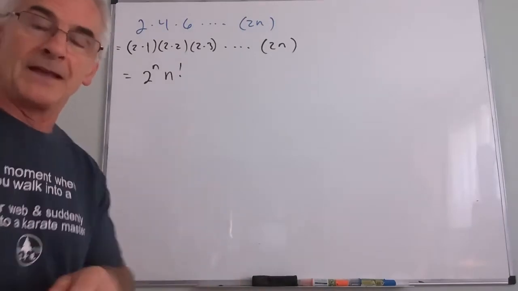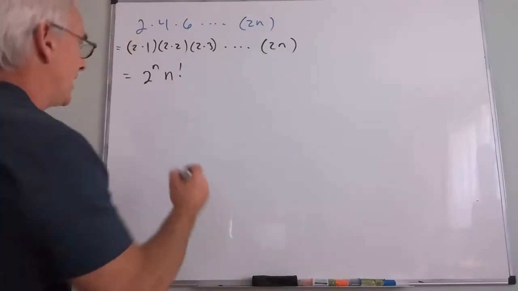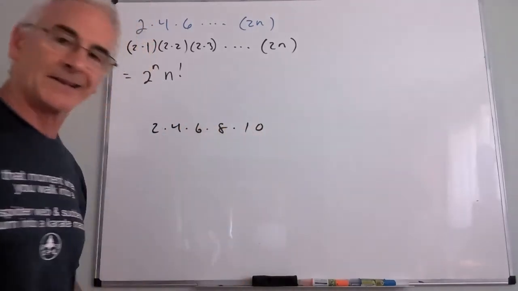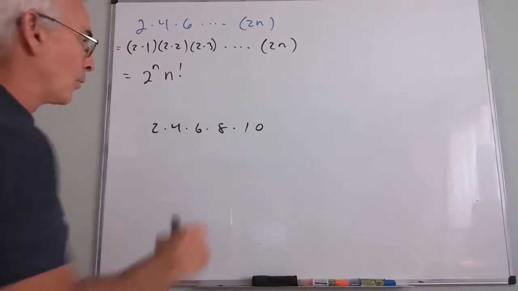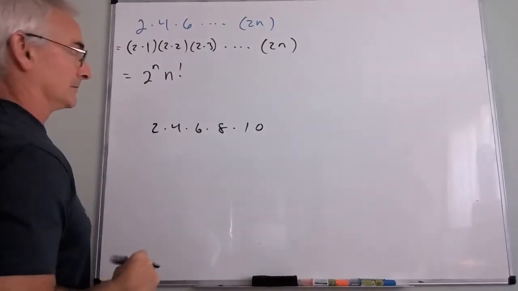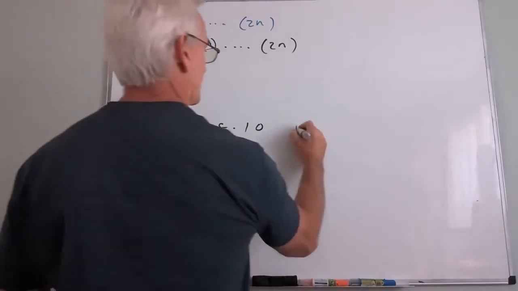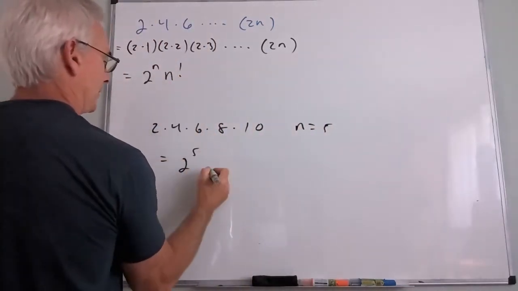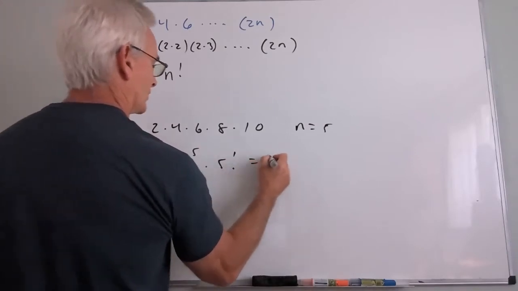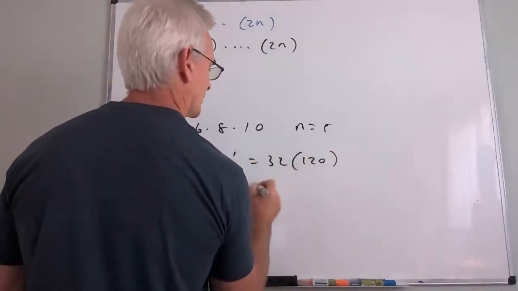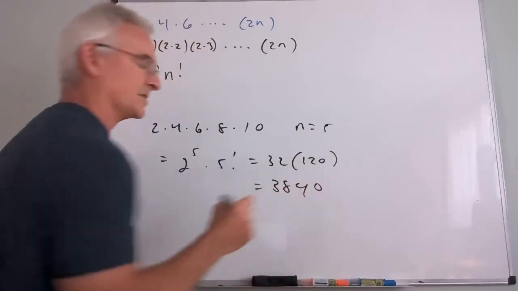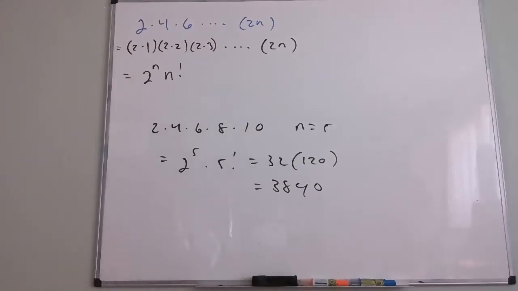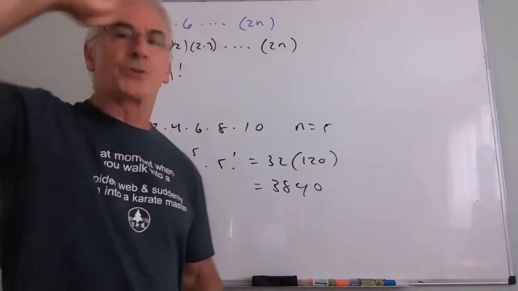Now, let's compare it to 2, 4, 6, 8, 10. I'm a big fan of always checking just to make sure it made sense. What is the n here? 5. N is how many terms I have. So according to this it should equal 2 to the 5th times 5 factorial, which is 32 times 120, which is 3,840, which is what we got the first time. Well, I knew it was going to work. It's not really cause for rejoicing. It's more like, whew, didn't mess it up.